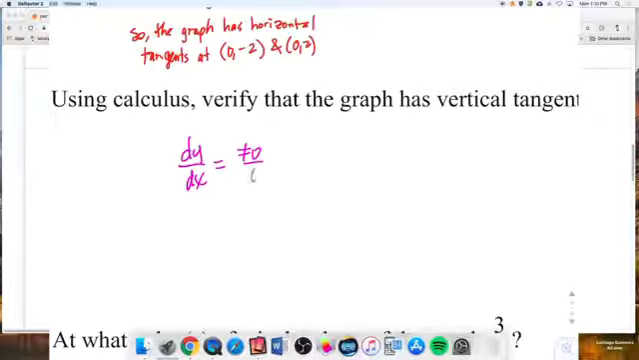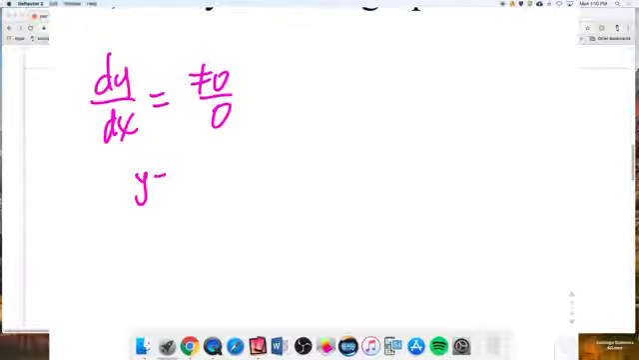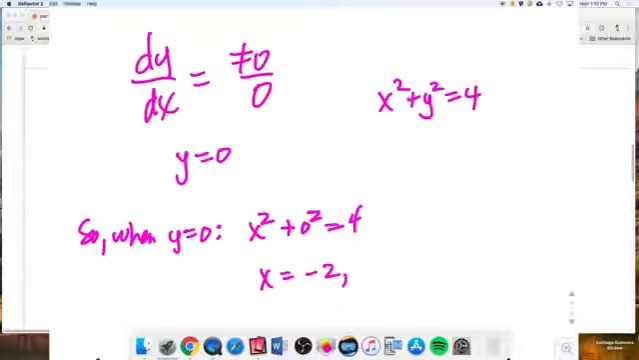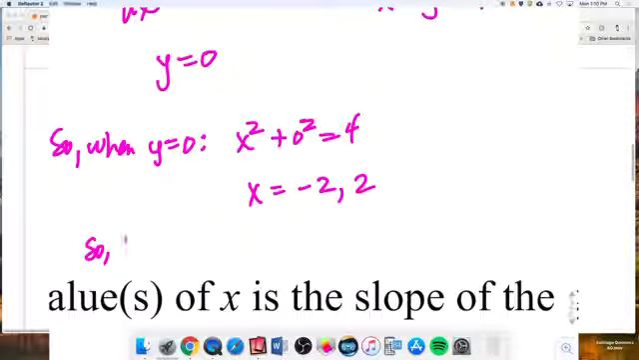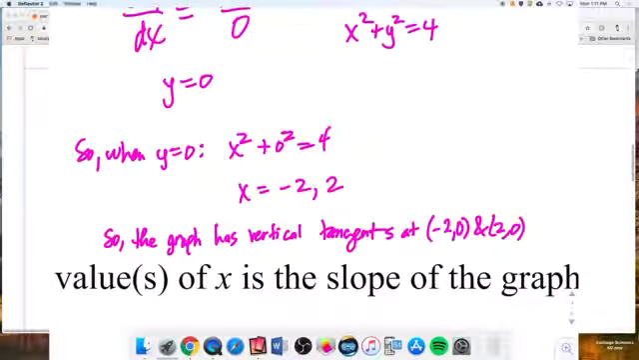Now for vertical tangents, I want dy/dx to be what? Instead of just saying 0, now I kind of have to say non-0 over 0, right? Because you can't just say that that equals non-0. But essentially, after I say that, I'm going to set just the denominator equal to 0. So that's going to be when y equals 0. And then I plug those back into my original equation. So when y equals 0, we get x squared plus 0 squared equals 4. I extract both square roots, and I get -2 and +2. So the graph has vertical tangents at, and now that one y value is associated with two x values, (-2, 0) and (2, 0). And we know that to be true.